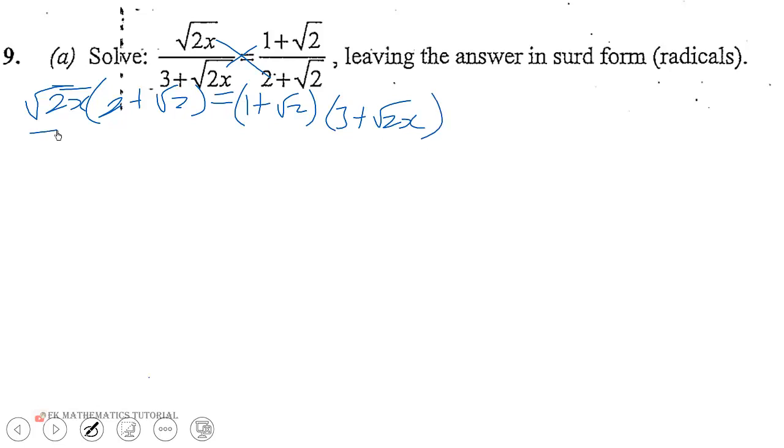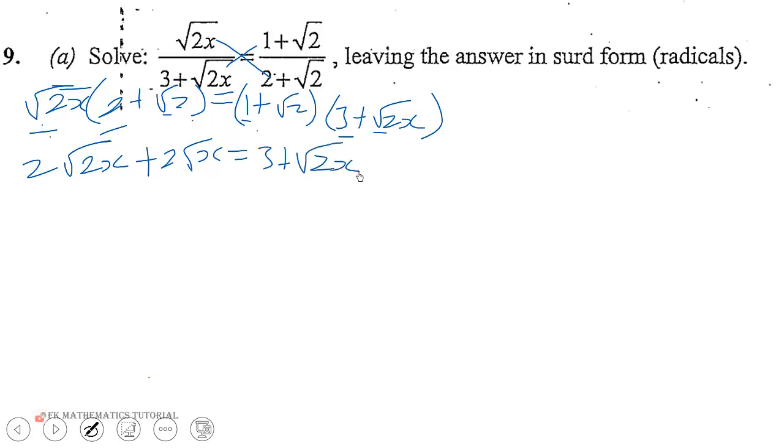So let's expand. This times this will give you 2 root 2x. And this times this will give you root 2 times root 2 is 2. So 2 root x. This times this will give you 3. And this times this will give you root 2x. Then this times this will give you 3 root 2. This times this will give you plus 2 root x.